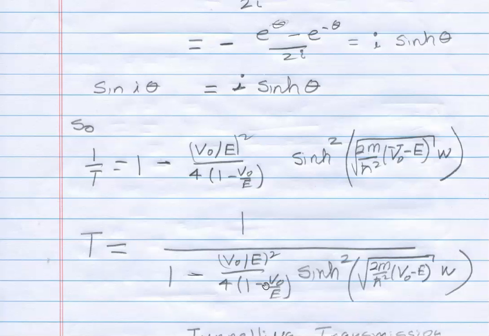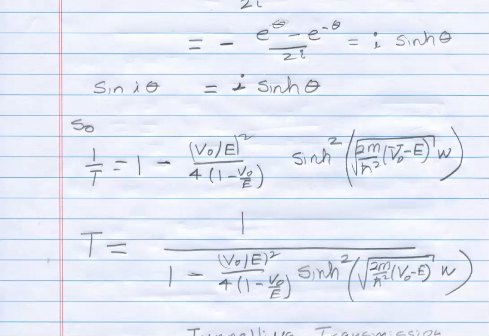You might notice that as V naught goes to 0, the barrier height goes to 0, so the barrier vanishes, then all of this turns into 0 by virtue of this. And so again, t goes to 1, and all the wave gets transmitted because the barrier disappears.